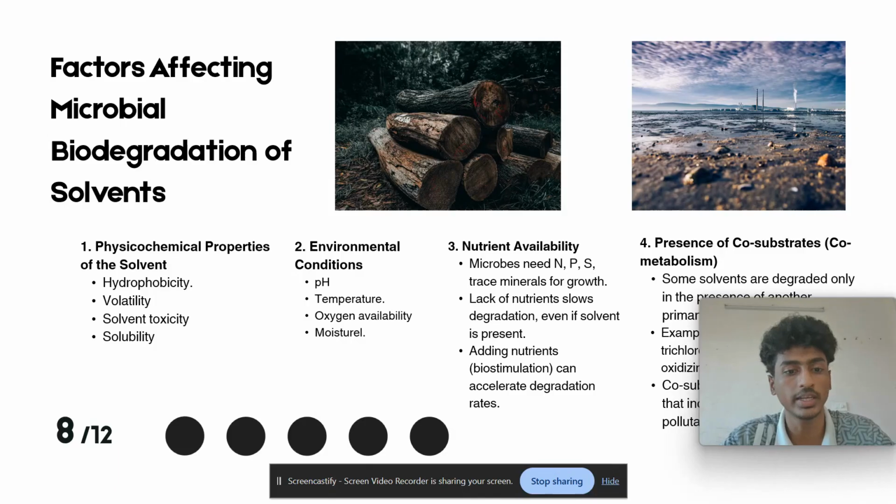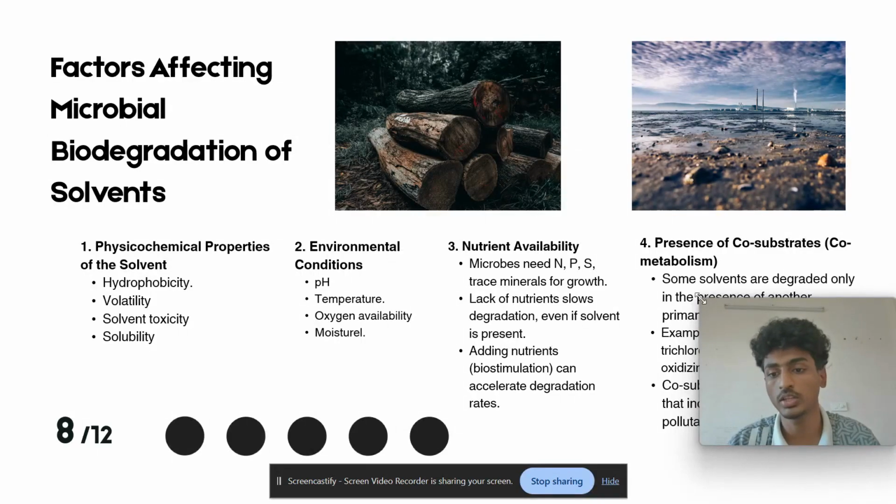Then comes the nutrient availability. Microbes need nitrogen, phosphorus, sulfur, and other trace minerals for growth. Lack of nutrients will slow degradation even if the solvents are present. We can add nutrients that can accelerate degradation rates. This process is known as biostimulation.